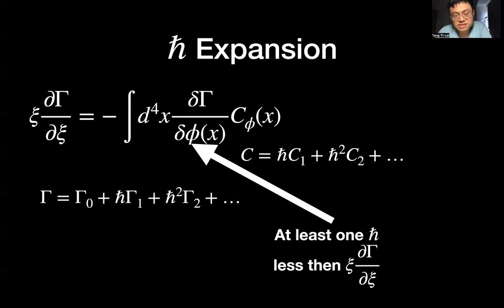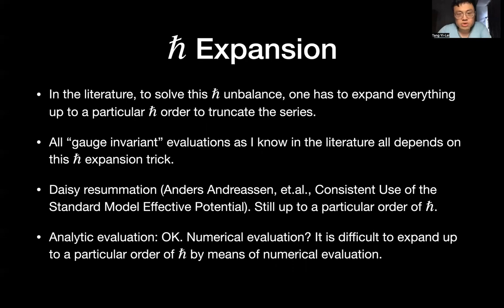So in the literature, to solve this h-bar imbalance, one has to expand everything up to a particular h-bar order to truncate the series. This everything means the physical observables and all the unphysical observables. So in the literature, all the so-called gauge invariant evaluations, as far as I know, depend on the h-bar expansion trick. For example, Anderson wrote a very famous paper called the consistent use of the standard model effective potential, and they performed the Daisy resummation. They claimed that their results are gauge independent. However, they just expanded the effective potential in a series of h-bar and truncated the series at the h-bar squared order.